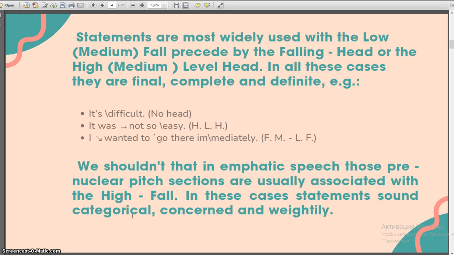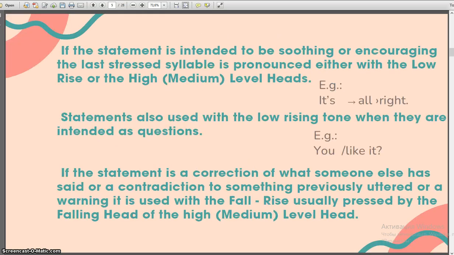We should note that in emphatic speech those prenuclear pitch sections are usually associated with the high fall. In these cases, statements sound categorical, concerned, and weighty. If the statement is intended to be soothing or encouraging, the last stressed syllable is pronounced either with the low rise or with the high level head. Example: it's all right.